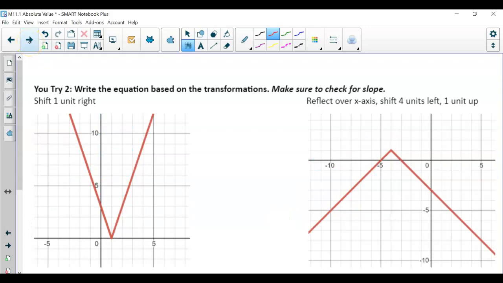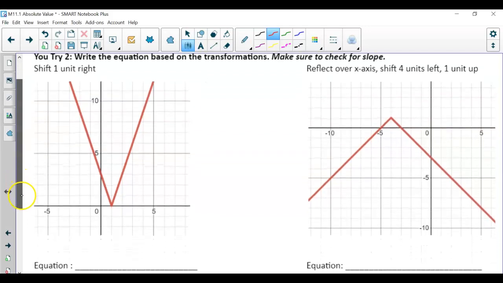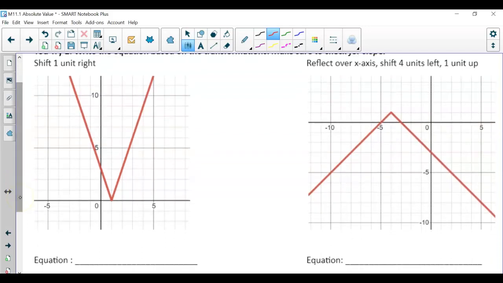So go ahead and pause the video now and try these 2 U-tries on your own. And here we go. So here we're shifting right 1. So if I'm shifting right 1 and my vertex here is at 0, 1, and we're still facing upward, so my equation, if we're shifting right 1, then that's minus 1 here to show that shift. So the absolute value of x minus 1.